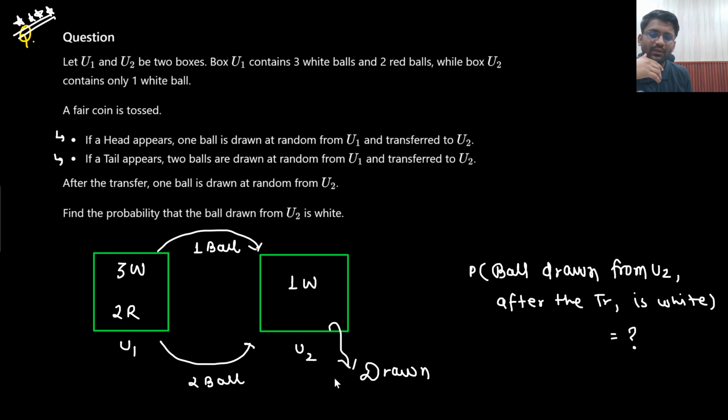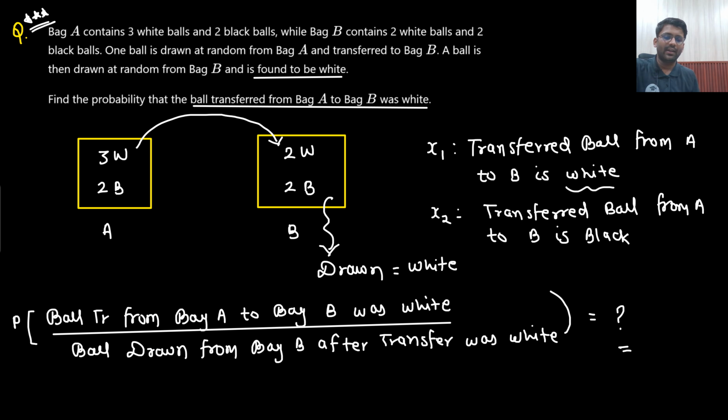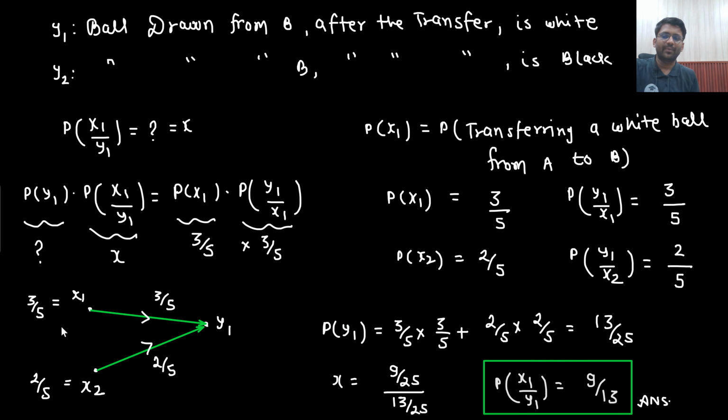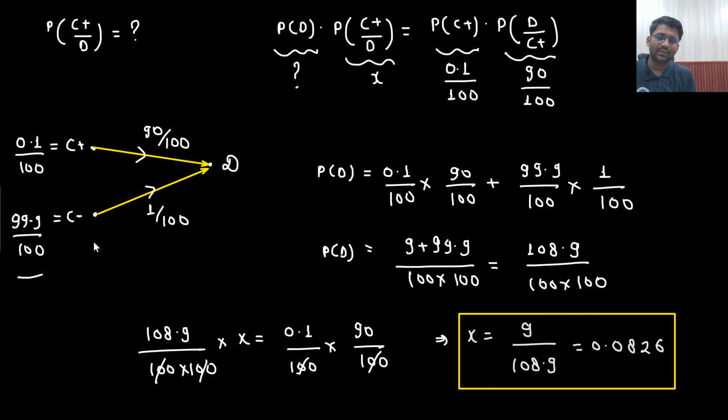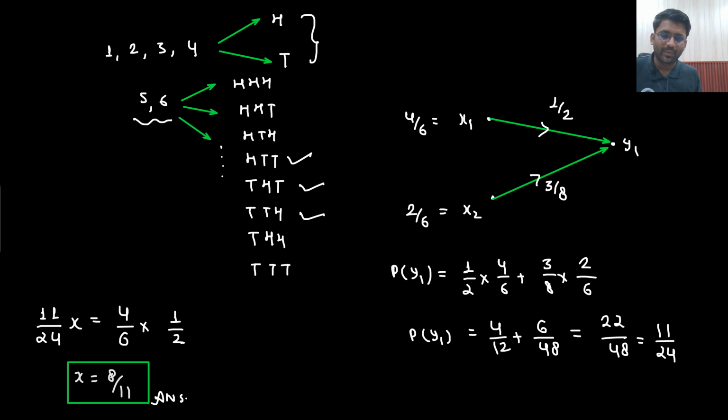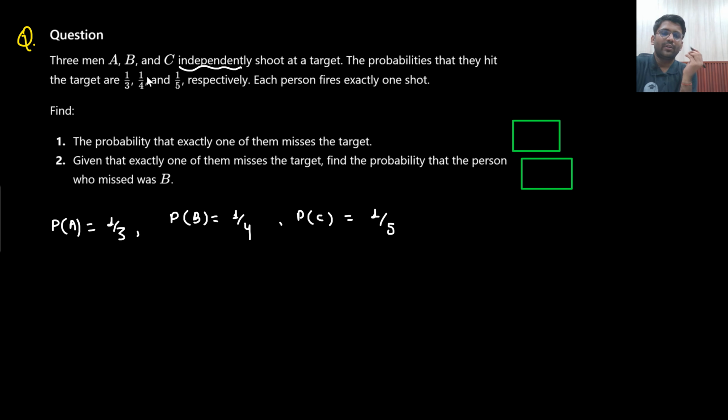Here also, like in all the cases, any question you take, I made a diagram: 3 by 5 plus 2 by 5, the answer is 1. So here we need to take all possible cases, whether you are drawing a red ball or a blue ball. But here, the probabilities of hitting the target are 1 by 3, 1 by 4, 1 by 5, which means it is not based on our probability flow diagram. Now we just need to see the question.